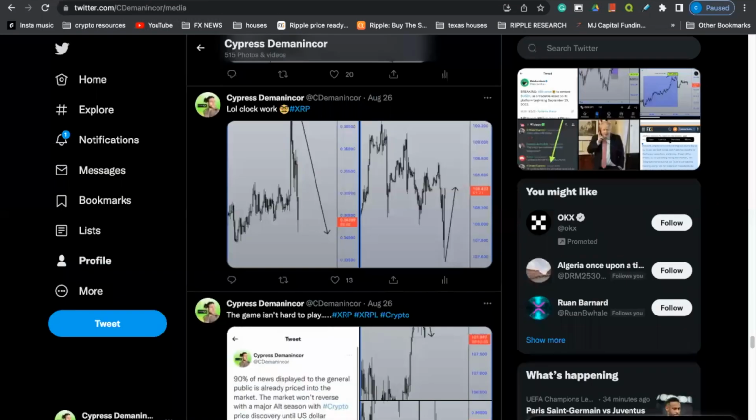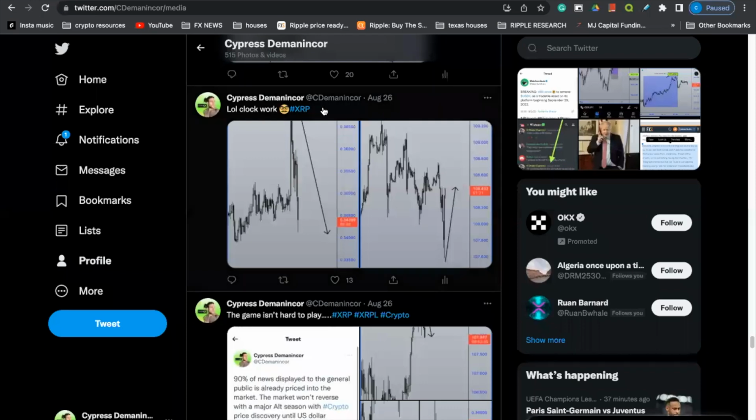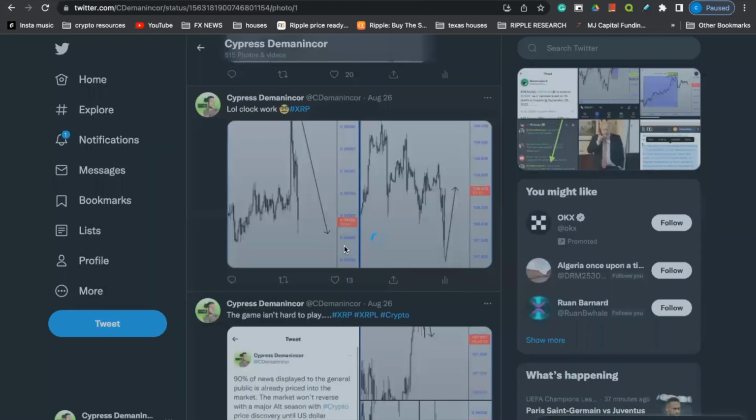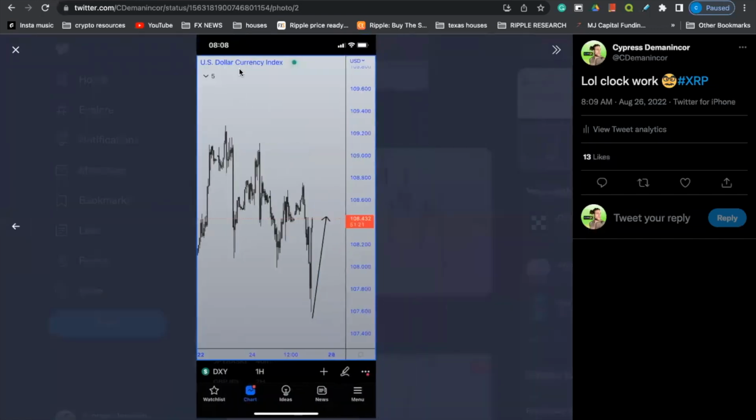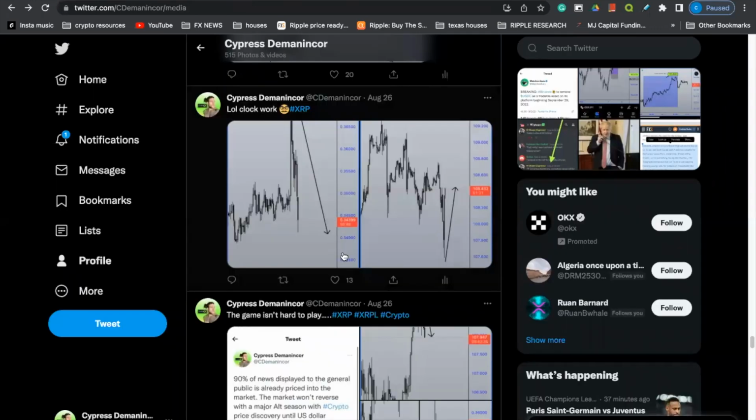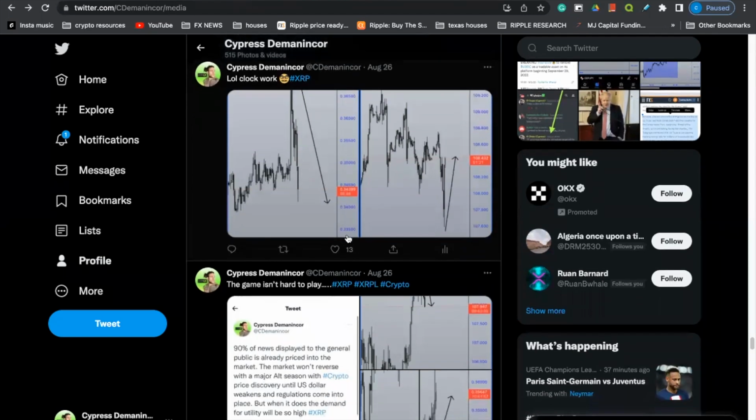Before we get started in today's technical analysis breakdown, I have some fundamentals and some tweets to share with you. On August 26th, I said clockwork XRP, and I displayed a picture of the XRP US dollar chart, and on the right-hand side a picture of the US dollar currency index. I've told you in the past that these are negatively correlated charts. That means if the United States dollar is going up, 9 times out of 10, XRP is going down. So I utilized that as a catalyst and a confluence to take today's trade.